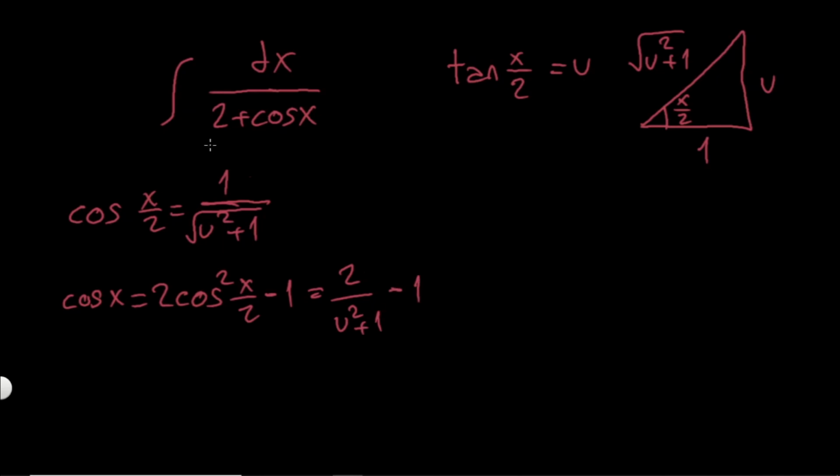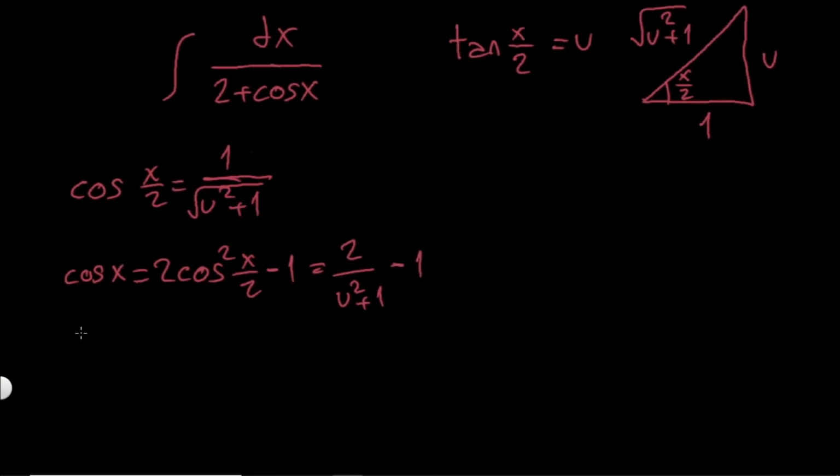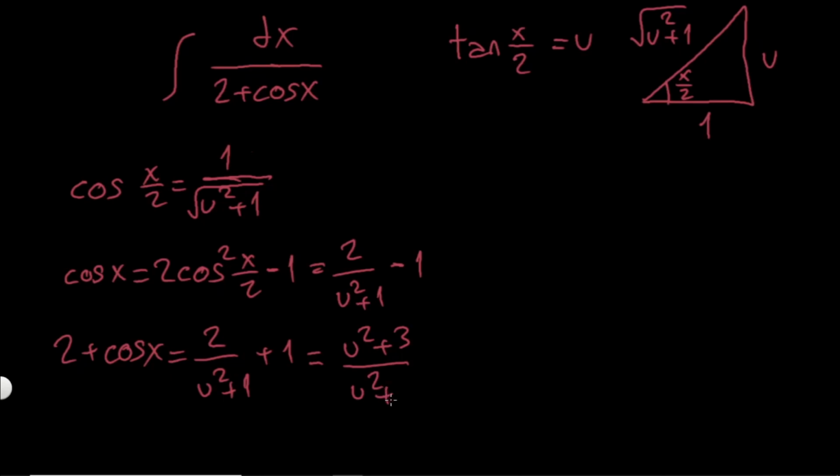Let's not simplify on this step, because I want 2 plus cosine x. So, 2 plus cosine x: I'm adding 2 to this thing, so it's going to be plus 1. It's 2 over u squared plus 1, plus 1. And it's going to be u squared plus 3 over u squared plus 1. Okay, so I know what 2 plus cosine x is.